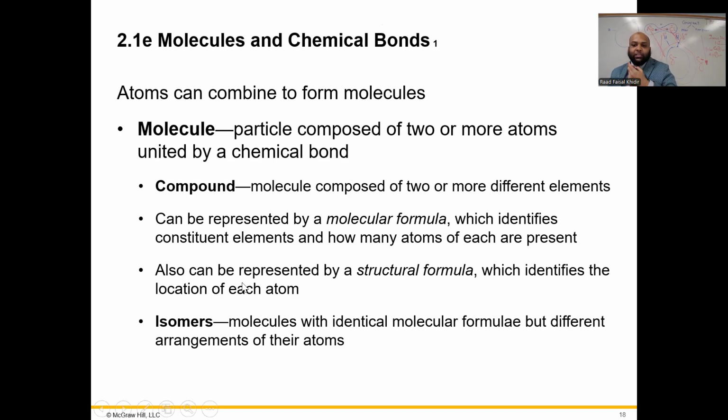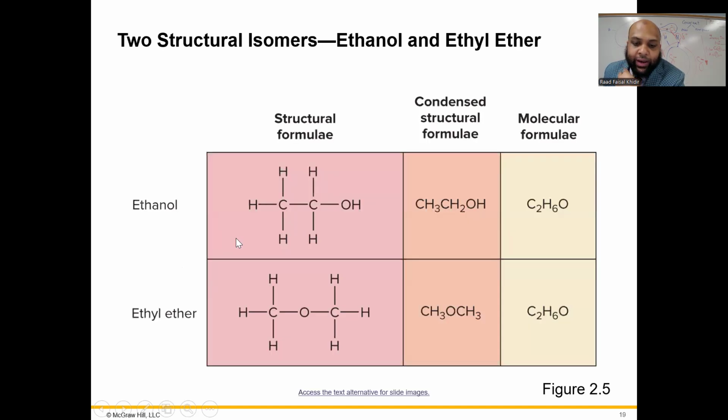It can be represented by a molecular formula which identifies the constituent elements and how many atoms of each are present. It also can be represented by a structural formula which identifies the location of each atom. Isomers are molecules with identical molecular formula, but they have different arrangements of their atoms.